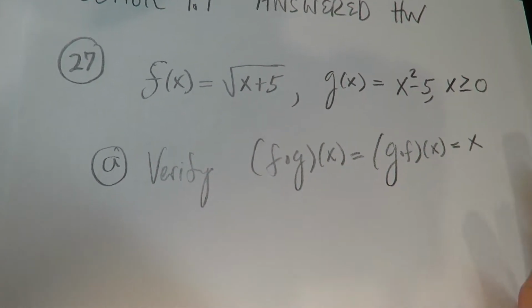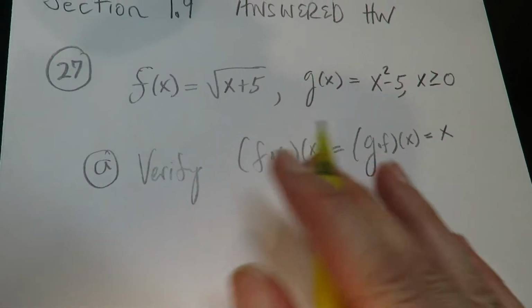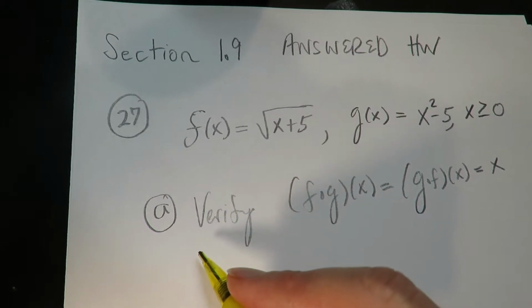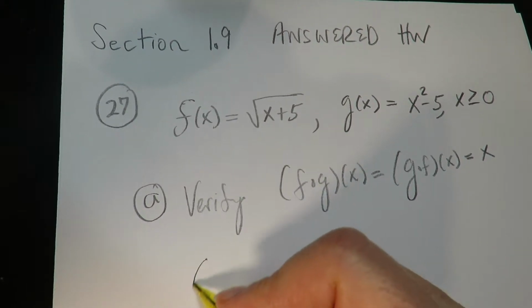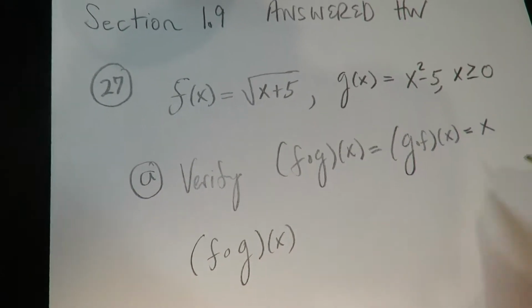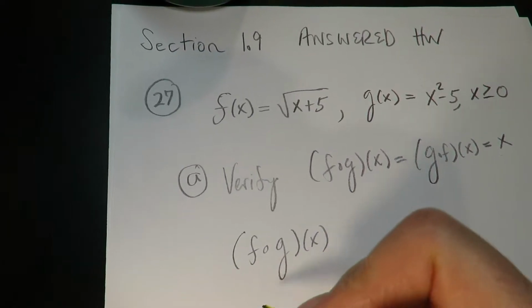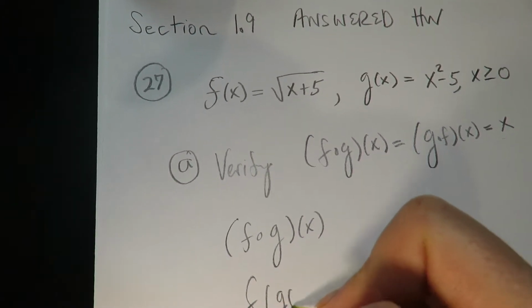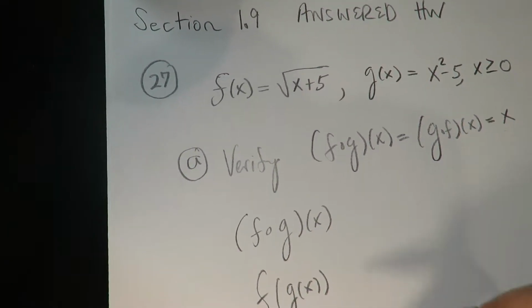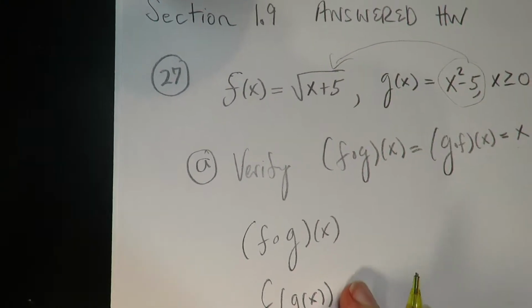Again, technically you're supposed to do both, but for the functions we're going to look at, you could just do one side. That's good enough. All right, so I'm going to do the f composite g of x. I'm going to show that that equals x. All right, so I'm going to take all of g and shove it into f.